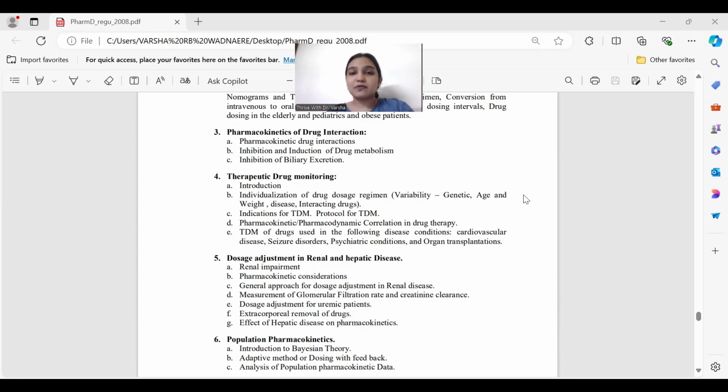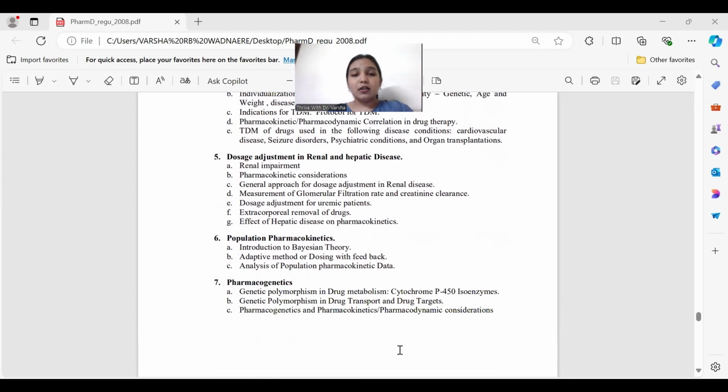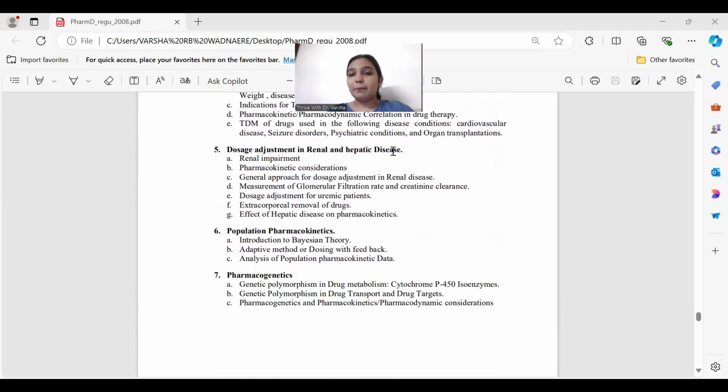Again, this can be asked for 5 and 10 marks also. Whenever this chapter is included in your exam, just keep in mind you will get the majority of the 10 marks questions from this chapter. This is for sure, guys. This is dosage adjustment in renal and hepatic diseases.